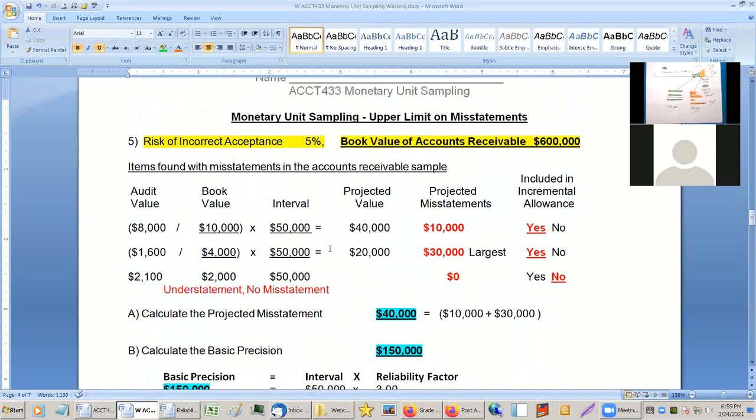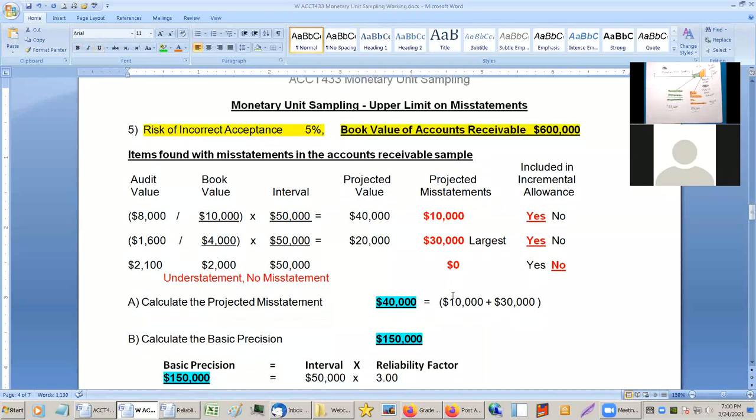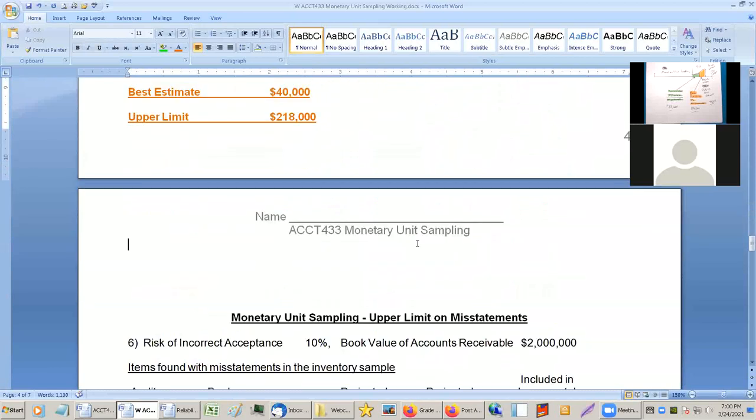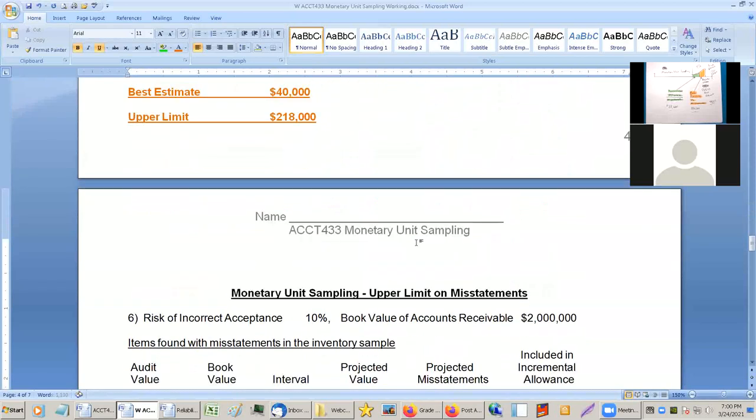All right, anyone? Our book value is 600,000. How many items do we have? How many items do we pick for our sample? So this is for next week. I have you guys do this on your own.